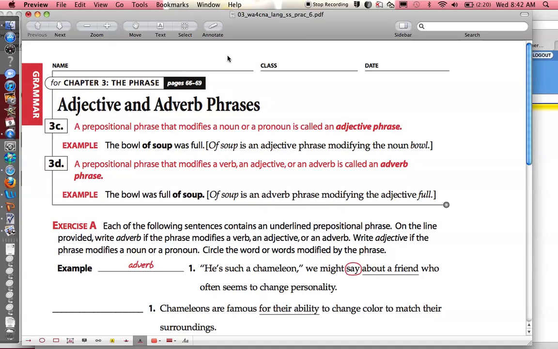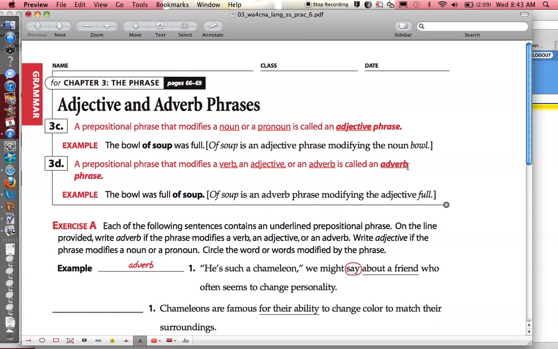So here it is, and first, this is a nice reminder on the top that a prepositional phrase that modifies a noun or pronoun is called an adjective phrase. So keywords there, noun, pronoun, are what are being modified by the phrase. That makes it an adjective phrase. A prepositional phrase that modifies a verb, an adjective, or an adverb is called an adverb phrase. So again, keyword verb, adjective, or adverb is what is being modified. That makes it an adverb phrase.